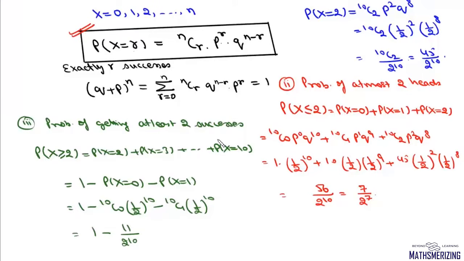So binomial probability questions are very simple problems if you can identify the 3 conditions. There should be n trials, trials are independent, and for each trial there must be only 2 outcomes, success and failure. And if we can establish that, then we can simply use this formula, probability of x equals r, which is probability of exactly r successes from n trials, is NCR p to the power r into q to the power of n minus r.